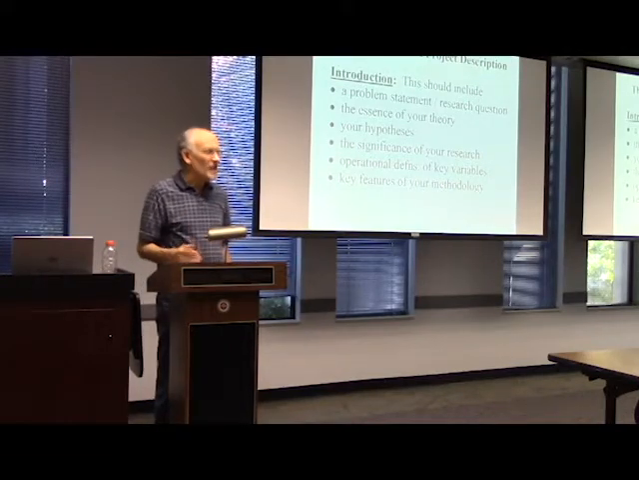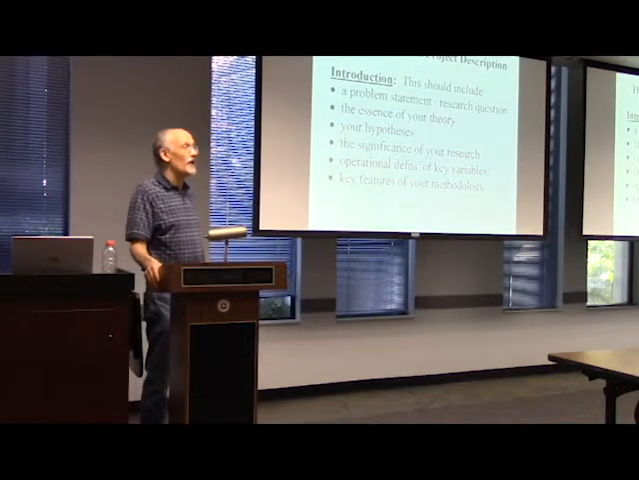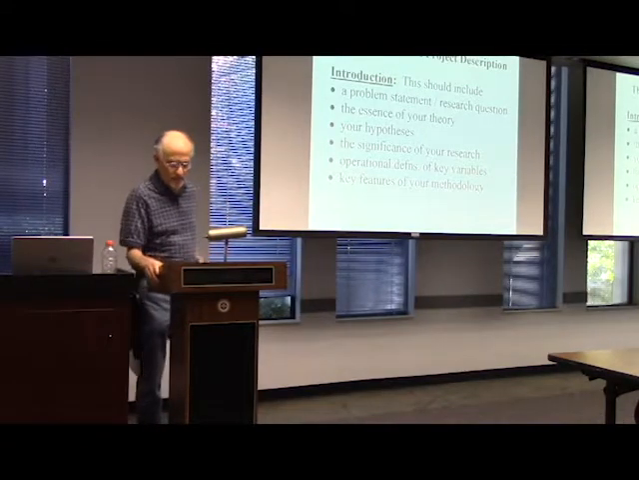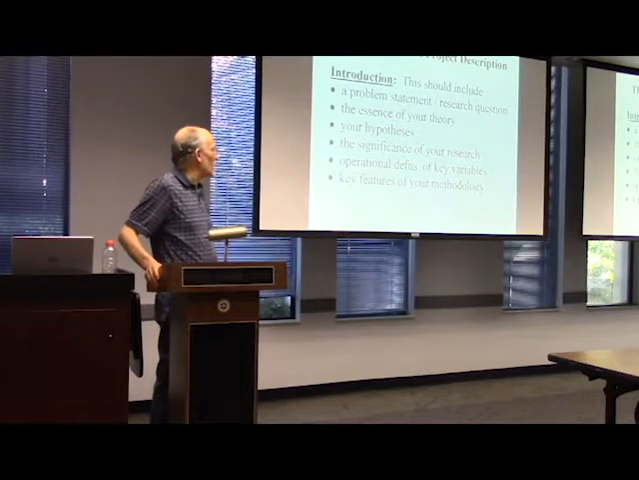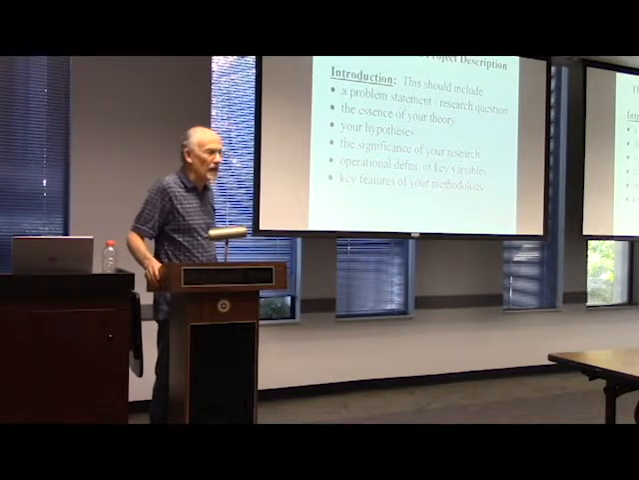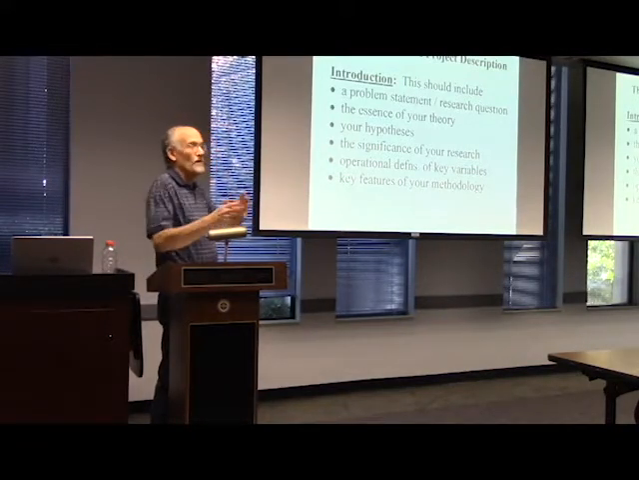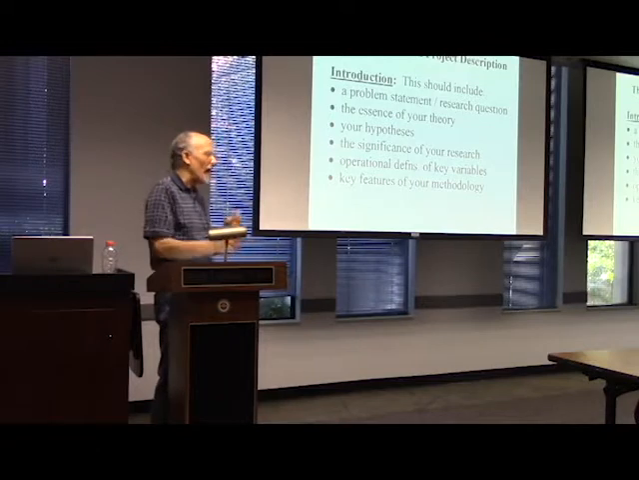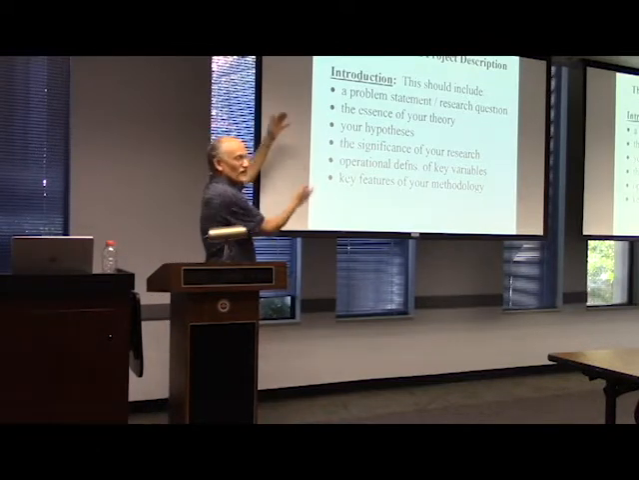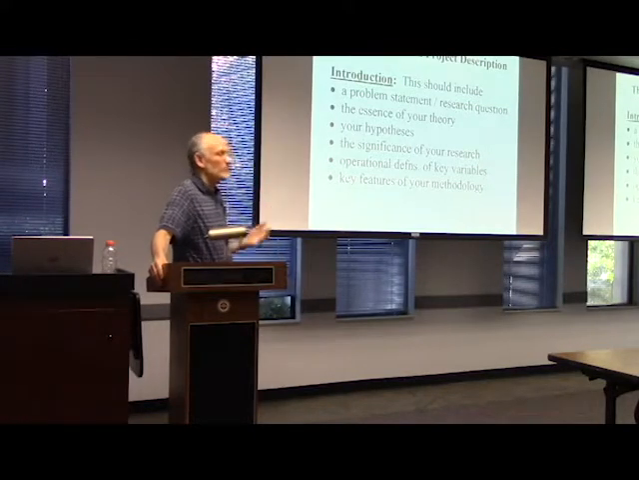So I think reviewers looking for a basic justification of the importance of the proposed research will naturally, if they see a section called Introduction, gravitate toward that section for that information. I think the introduction should include a statement of the problem or the research question, the essential aspects of your theory, at least some of your hypotheses that come out of that theory, the significance of your research, operational definitions of key variables involved, and then key features of your methodology. And obviously the type of research that you're proposing will influence these subjects. I'm thinking, frankly, of a standard research project I would see in my discipline of political science.